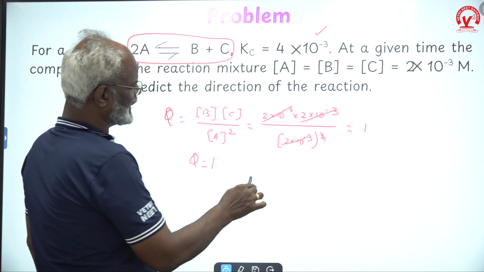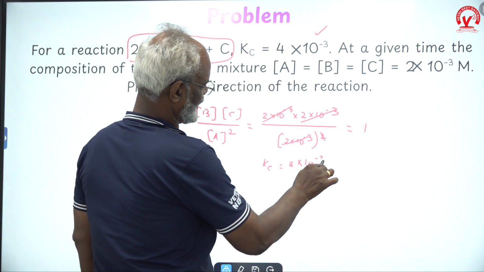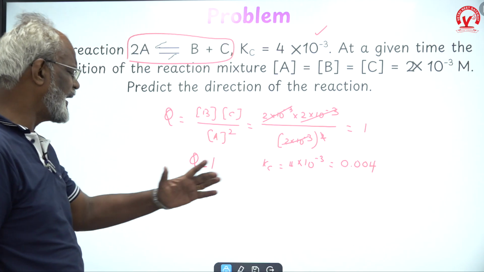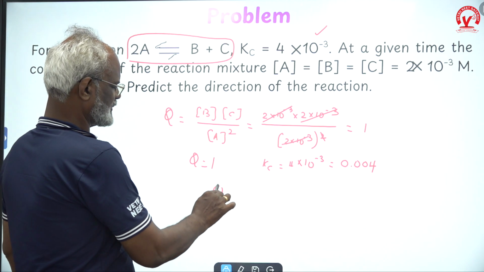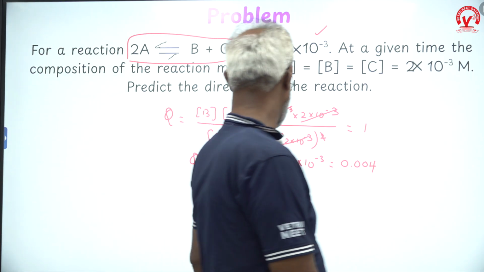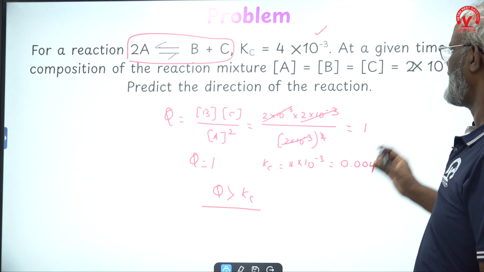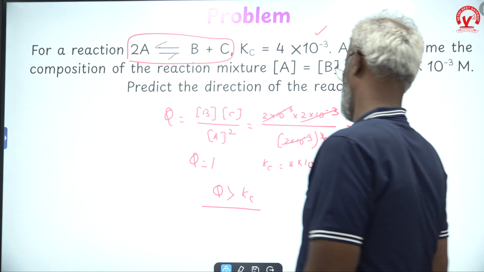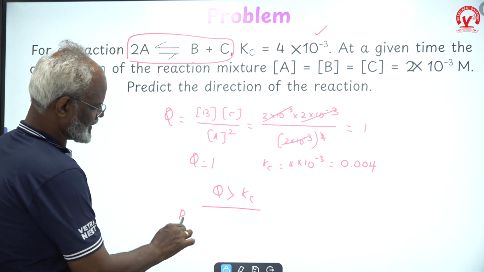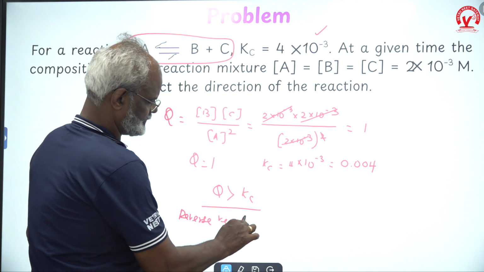I am comparing this with Kc. Kc is 4 into 10 power minus 3, which is around 0.004. It is clear that the Q value is greater than Kc. Right? Q value is greater than Kc. So now Q has to reduce. That means the reaction will proceed in the reverse direction. So the reverse reaction is favored.